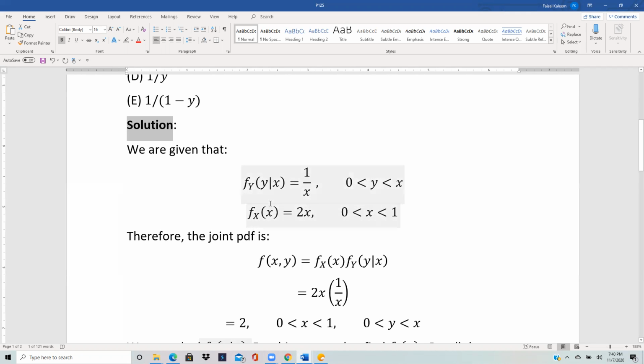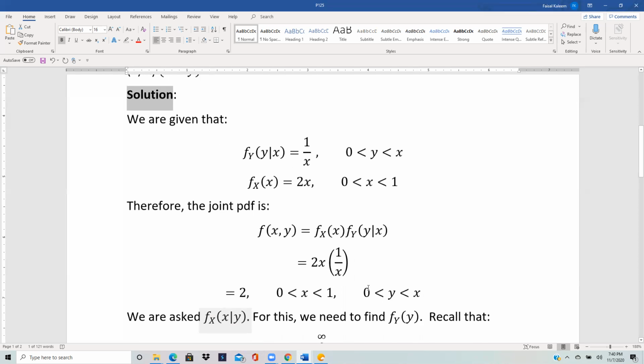So these two will help us get the joint PDF, because remember we've used this a few times. Joint PDF is equal to f of x times f of y given x. So f_X of x is 2x, f of y given x is 1 over x. These two multiply to give us 2. And that's for this region, x between 0 and 1, y between 0 and x.